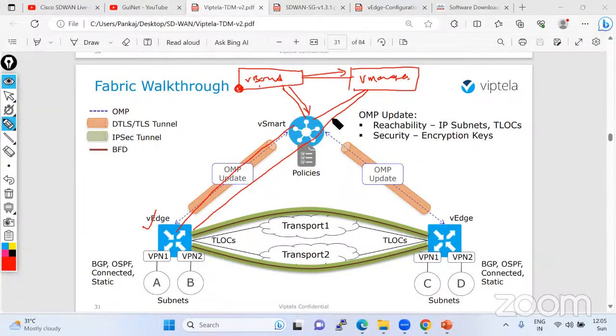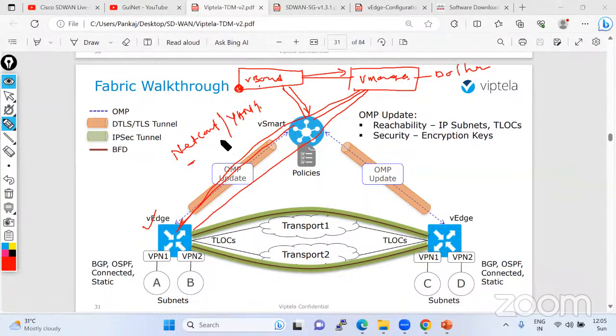Okay, clear. Once this information reaches the vManage, the vManage will check, do I have any configuration for this new VH device? If it has the configuration, it will push all the configuration to this device via the NETCONF protocol or YANG.